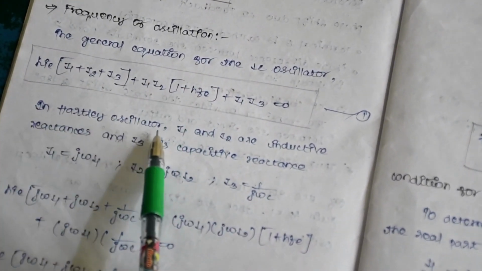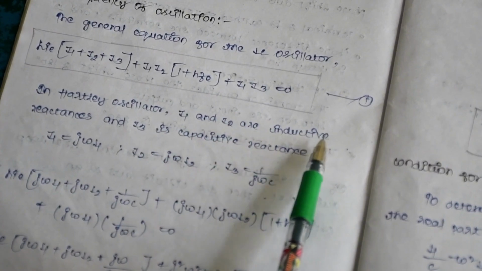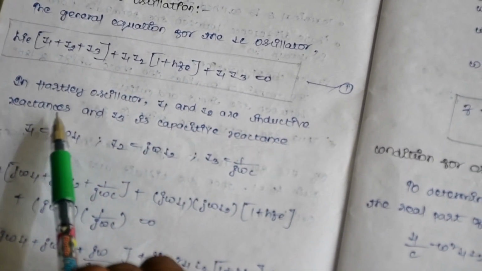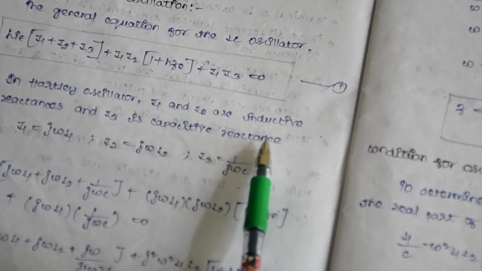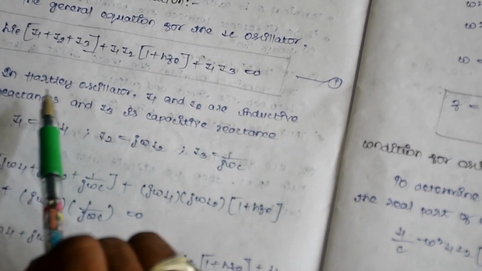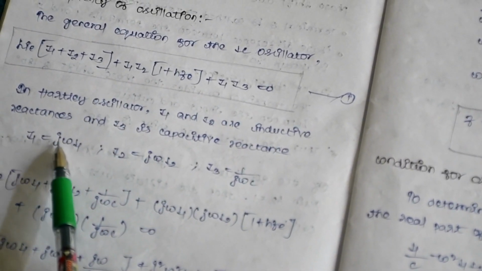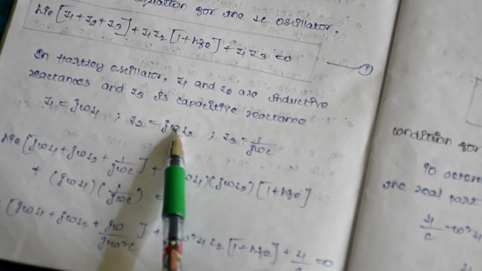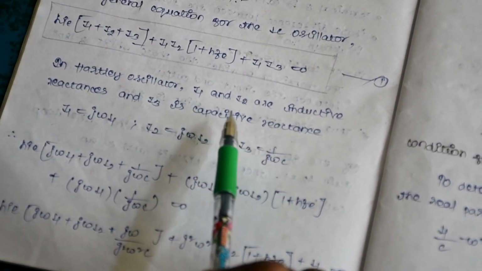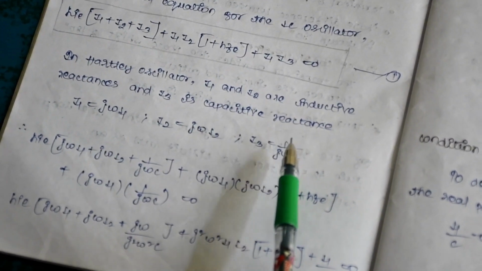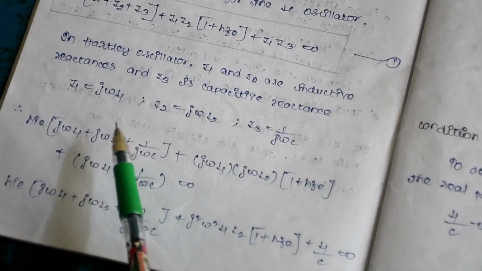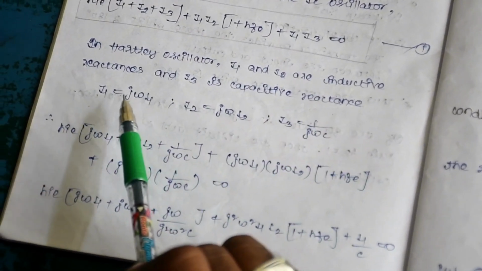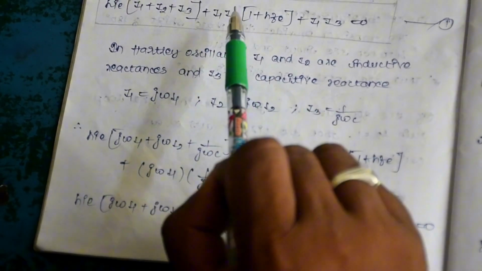So in the Hartley oscillator, Z1 and Z2 are inductive reactances, and Z3 is the capacitive reactance. We know the inductive reactance can be written as J omega L1, and Z2 again as J omega L2. Z3 is the capacitive reactance, so 1 divided by J omega C. Now we substitute these Z1, Z2, Z3 in the above equation.